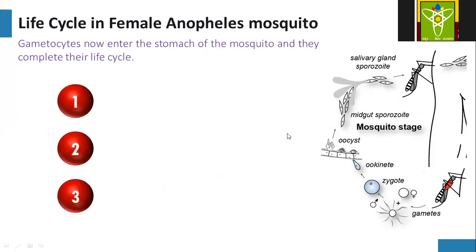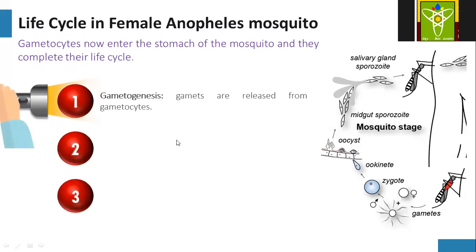Now, what happens the time it enters into the mosquito body? Same diagram, I am continuing it here. Now, what happens the time gametocytes enter the female Anopheles mosquito? Gametocytes will enter via the female Anopheles mosquito's mouth into the stomach of the mosquito, and now they are going to complete their sexual life cycle. The way the diagram is shown, I'll be explaining each and every point.